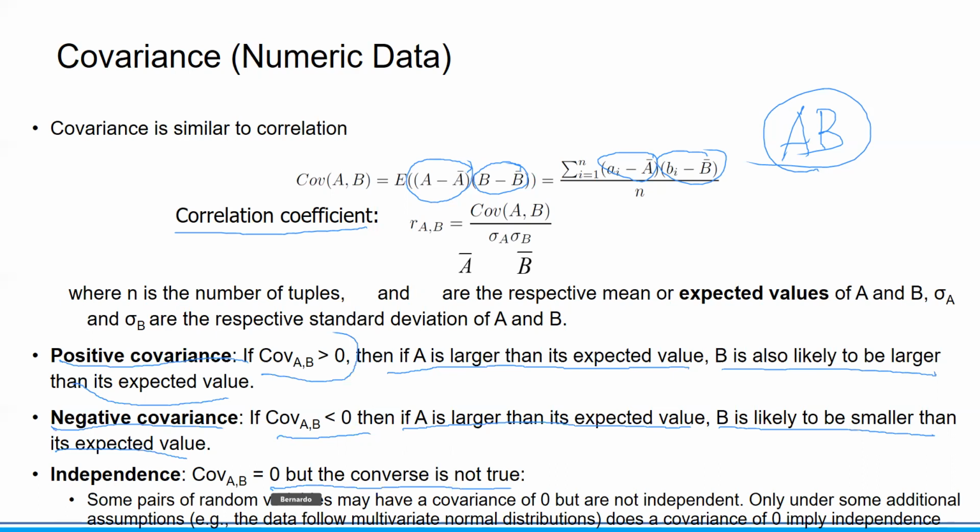However, some pairs of random variables may have a covariance of 0 but are not independent. Only under some additional assumption, like the data following a multivariate normal distribution, does a covariance of 0 imply independence. So you need to check, if the covariance is equal to 0, whether the data follows the multivariate normal distribution or not. If it does, then you can say that the two variables are independent.